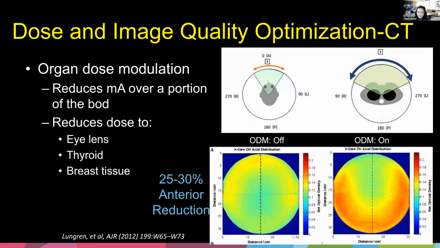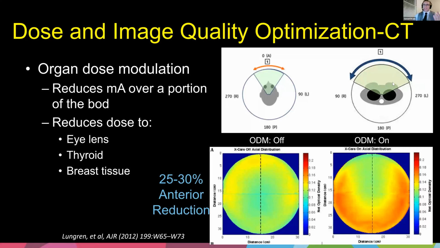Someone in the chat asked whether you could use this for pregnancy, for imaging the pregnant woman who has a fetus, for example a CT abdomen. The answer is yes, you can turn this on as it sweeps over anteriorly. You are going to reduce the MA to that point.